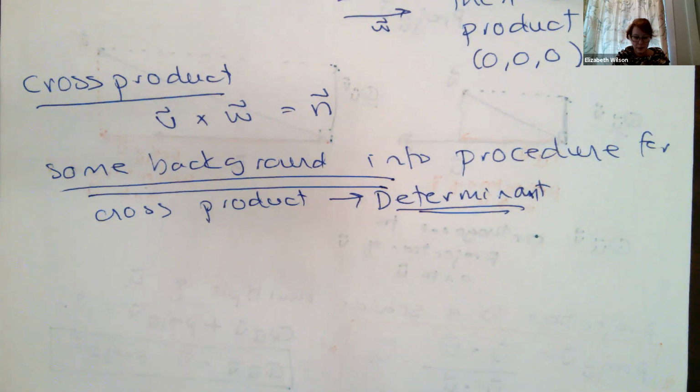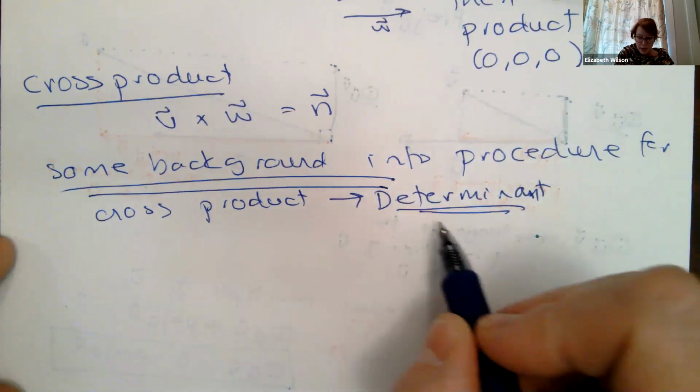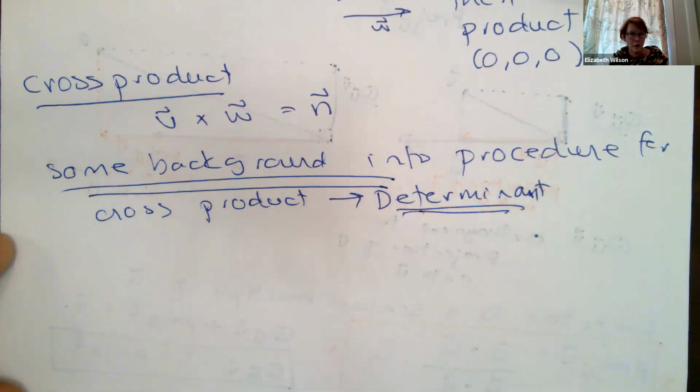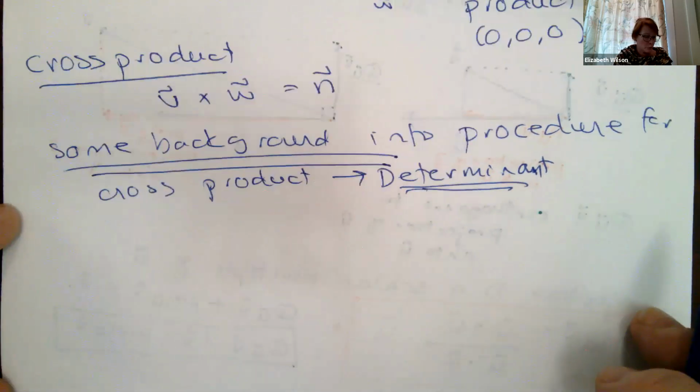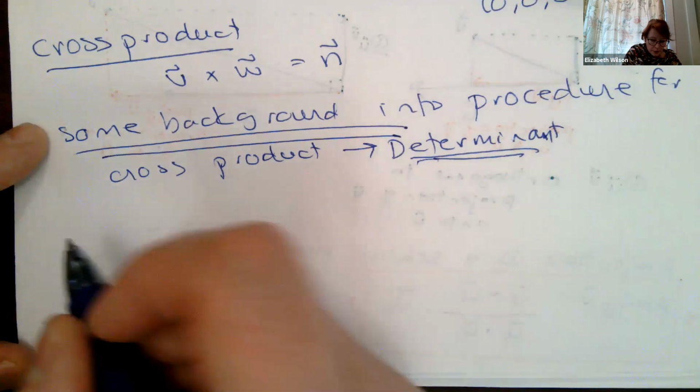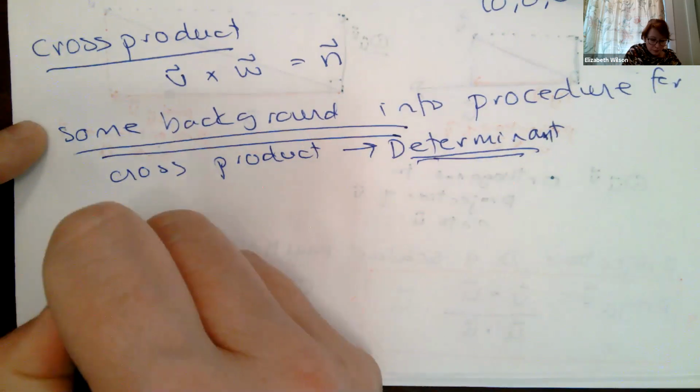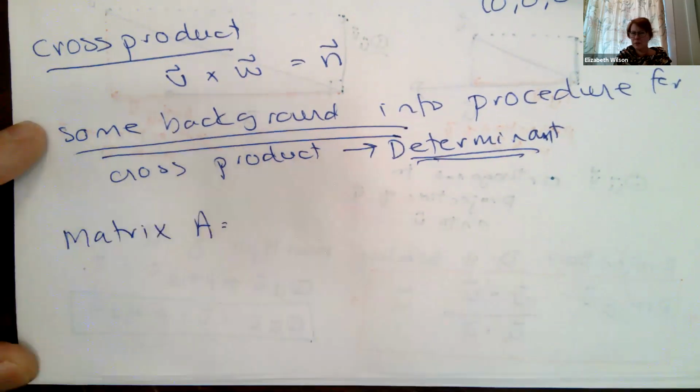We'll get to that in a later section, but really there's a lot that we're pulling from linear algebra that we're not going into great detail on. We're just pulling the bits and pieces out that are going to be applicable to what we're trying to do for game design. But I just want to talk about how we actually calculate the determinant, because we use that process to calculate the cross product. So let's say I have a matrix, and I'm just going to call it A.